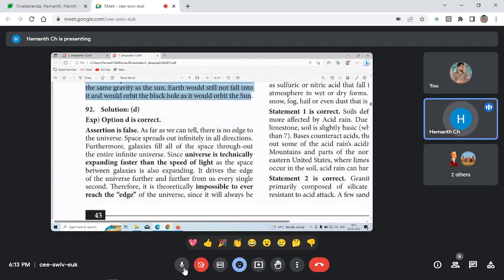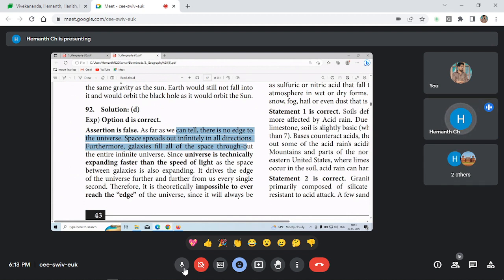Assertion: As far as we can tell, there is no edge to the universe. Space spreads out infinitely in all directions.